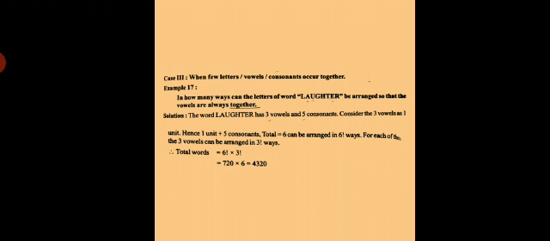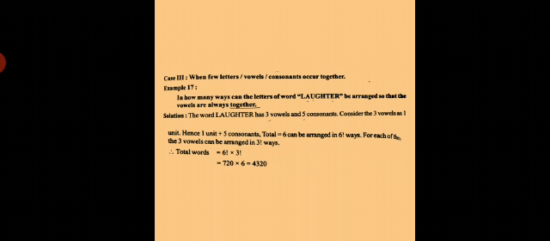Count the number of vowels and consonants, students, in this word. So consider the 3 vowels as one unit. Whenever you get "together" in the question, make sure that you get a unit-wise answer. Therefore, consider the 3 vowels as one unit. Hence, 1 unit plus 5 consonants will be equal to 6 units.